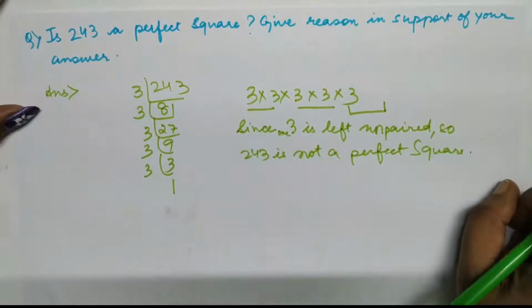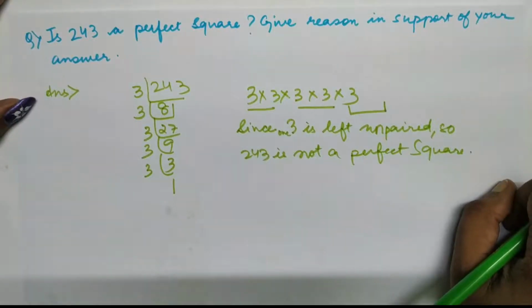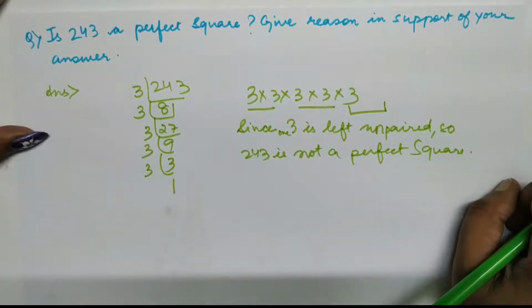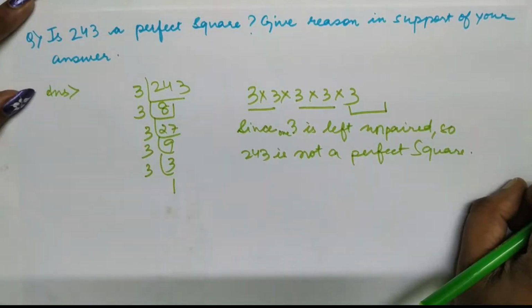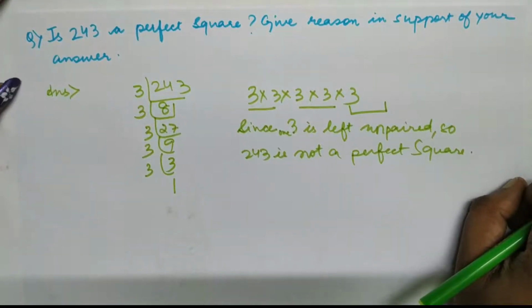So I am very sure you have understood the normal questions, how to solve for the square and how to check the perfect square. Now I am going to teach you some properties which will make the understanding of perfect squares easier for you.